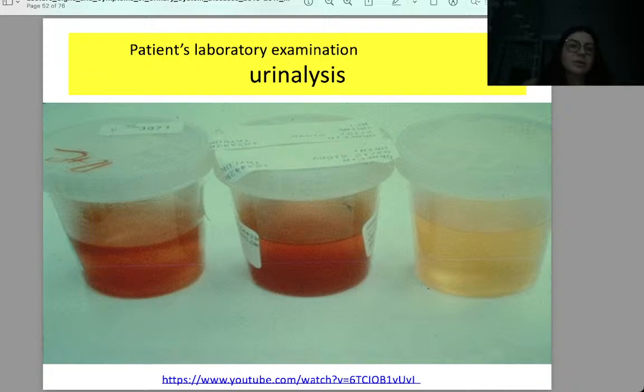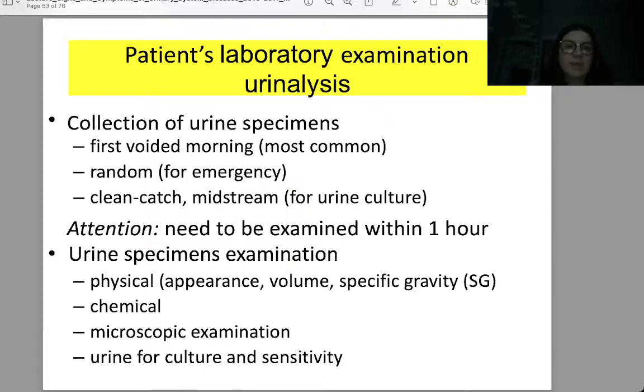And according to laboratory examination, first, what we can check macroscopically is the color of urine, and this picture shows you how different it can be in different kidney damages. In urgent cases, it's possible to use random urine, and for urine culture it has to be a clean catch midstream urine. And an important thing is that urine has to be examined within 1 hour after collection.